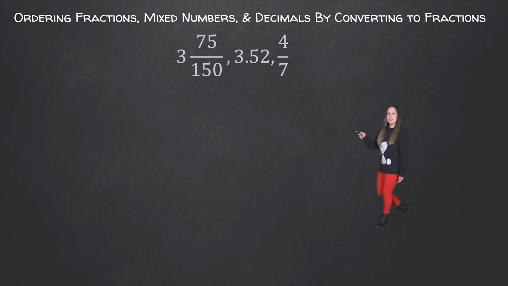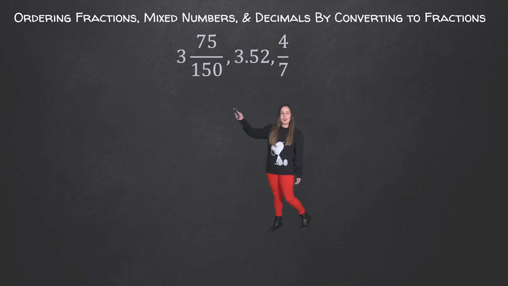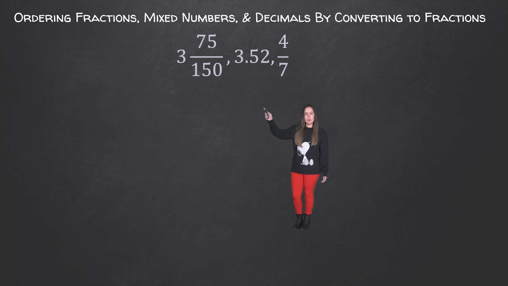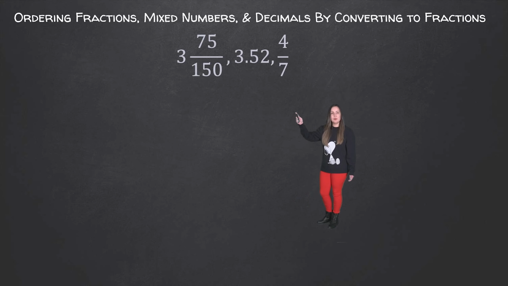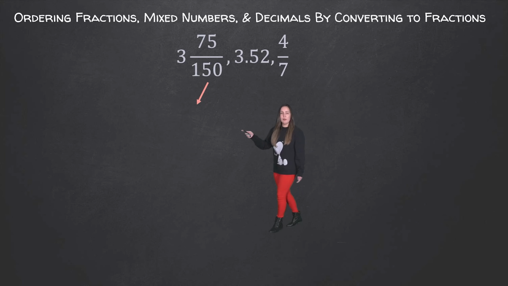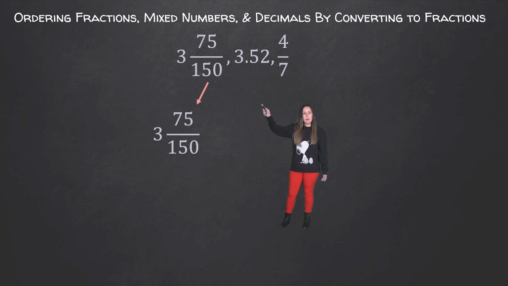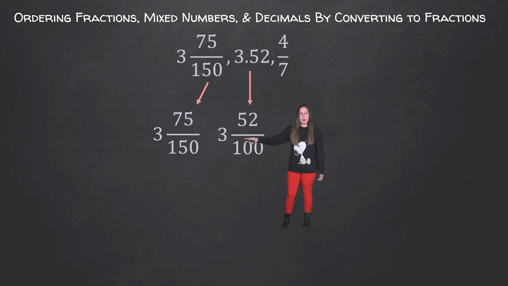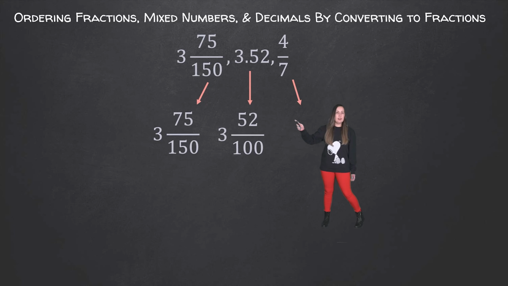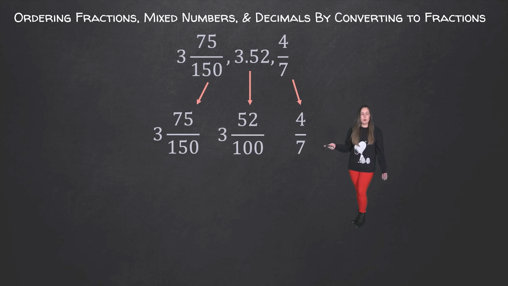So we have one final example here, and we have 3 and 75 over 150. We have 3 and 52 hundredths, and we have 4 over 7. So 3 and 75 over 150, we're just going to rewrite because it's a mixed number. Then we have 3 and 52 hundredths. Now this is a decimal, but because the last digit is in the hundredths place value, we're going to write it as 3 and 52 over 100. And then 4 over 7 is a fraction, so we can just rewrite it as 4 over 7.